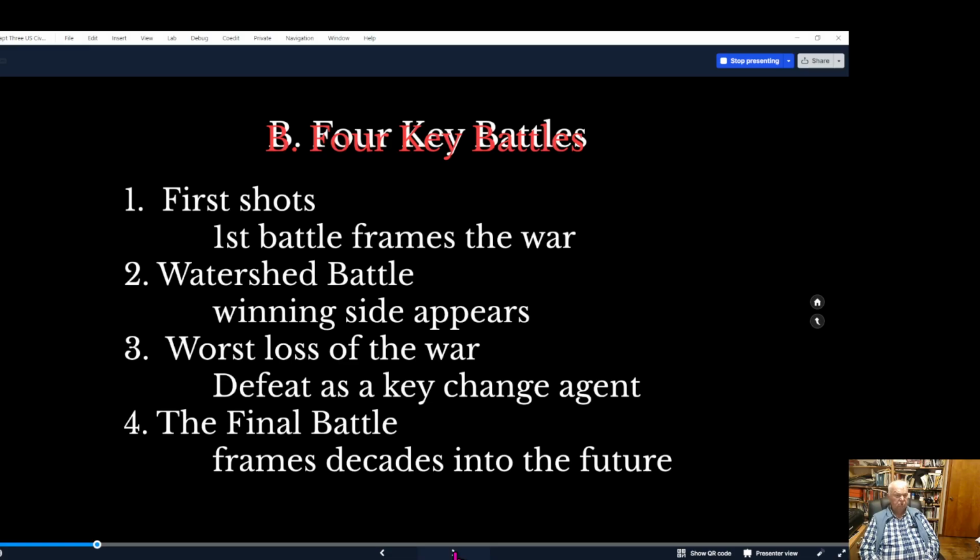And the first one we're going to isolate out is when was the first shot fired? When did the war begin? And the premise that we're going on is that the first battle basically frames the war and where we're going. The second category we're going to look at that is so very, very important is the watershed battle. What is the battle that tells us that the tide has turned and that the winning side has shown its hand and now will dominate from henceforward?